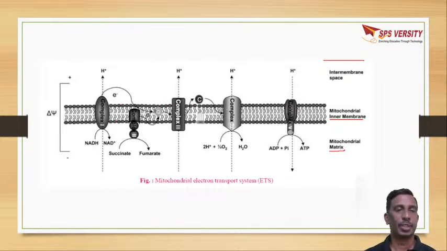में रहता. ये complex 1 है. ये complex 2, ये mobile carrier quinone, ये complex 3, complex 4, complex 5. और complex 3 और 4 के बीच में साइटोक्रोम C मोबाइल कैरियर रहता.